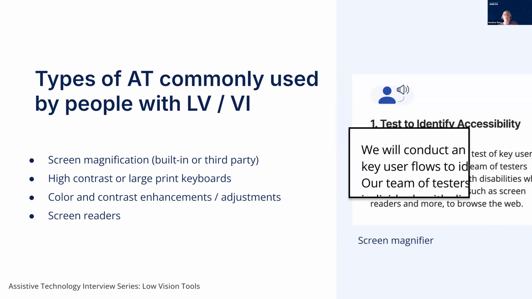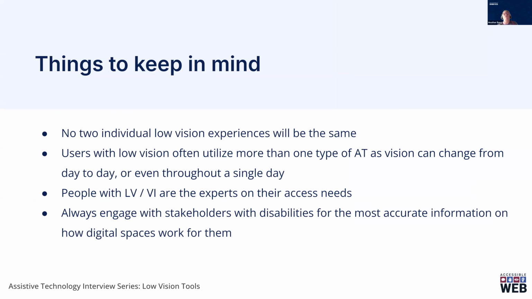So the important thing to say about that, and this is actually going to lead us right into slide 5 here, which are things to keep in mind, and that is to say that very often folks with low vision will leverage more than one type of assistive technology to get the job done. That can be because sometimes vision changes from day to day, depending on your visual condition, or can change even throughout the day.